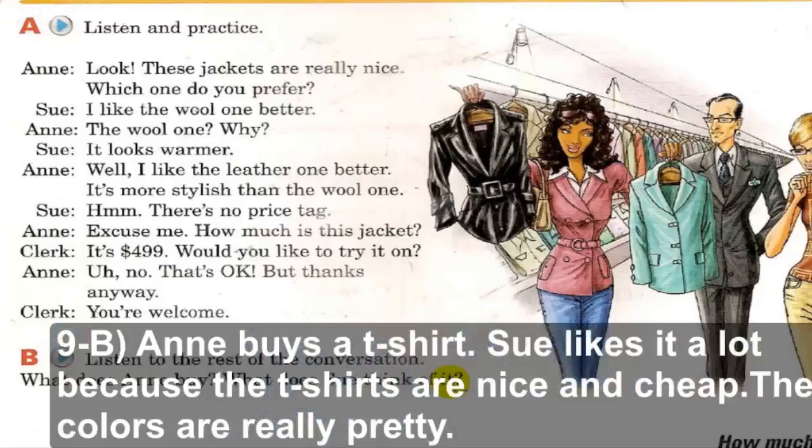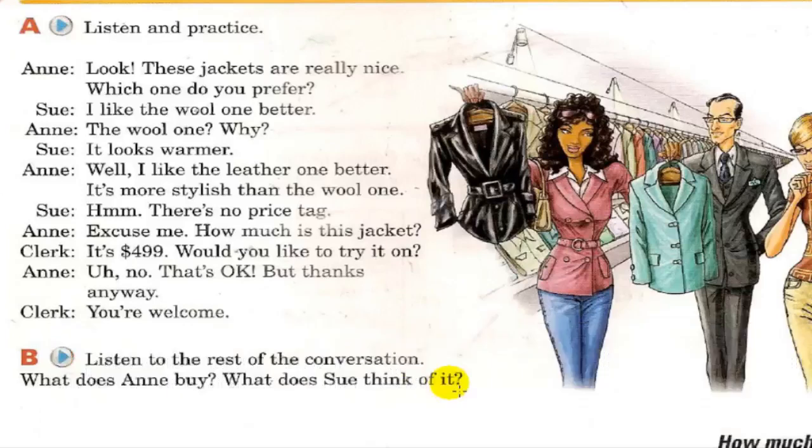Anne buys a t-shirt. Sue likes it a lot. The t-shirts are very nice and cheap. The colors are really pretty. Pretty, beautiful. And there are some pictures on these t-shirts. There is one with a bird in it. A bird.